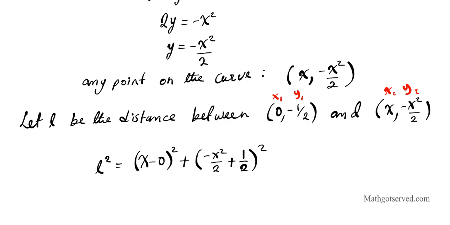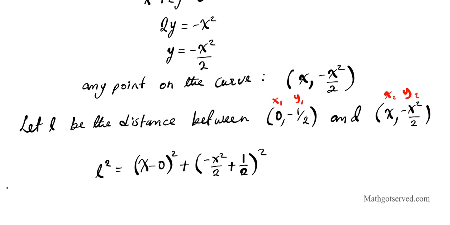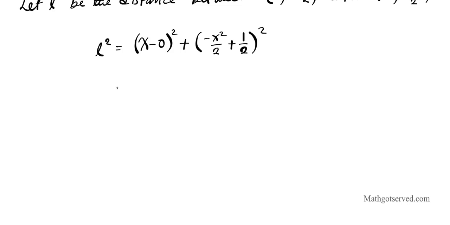Okay, now this is the model that shows the distance between any point on the curve we had earlier and this point. Remember what the goal was. We wanted to minimize this model. So I'm going to differentiate this implicitly and look for the critical values. Then I'm going to see where we have a sign change in the first derivative. Okay, let's go ahead and differentiate this first.